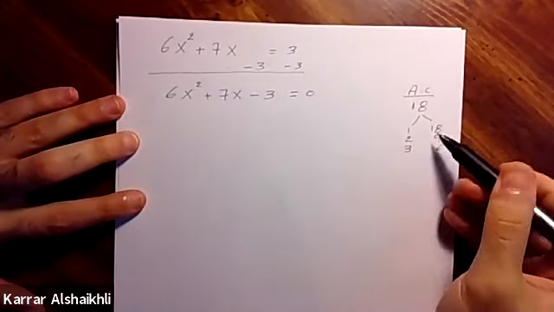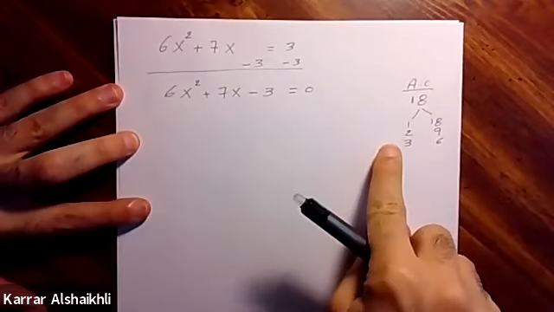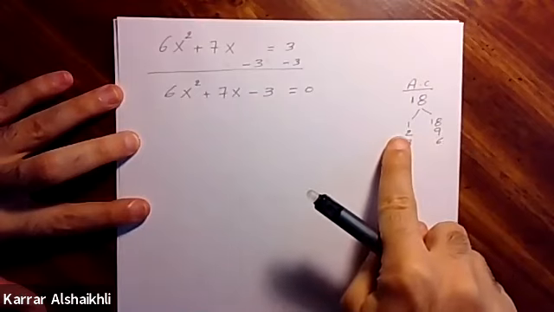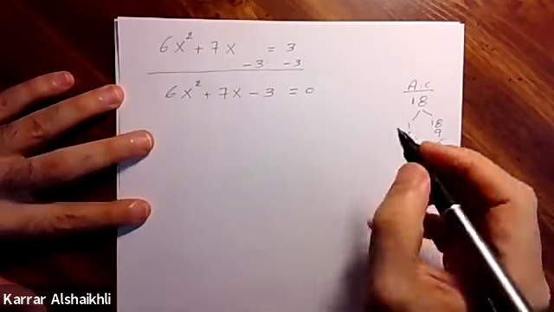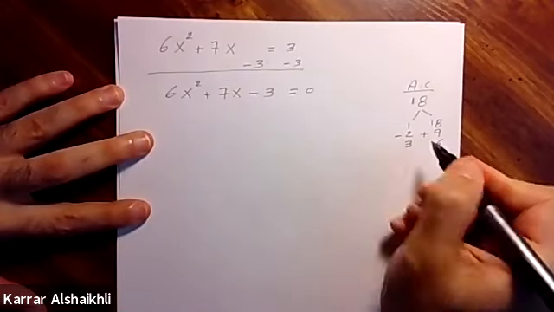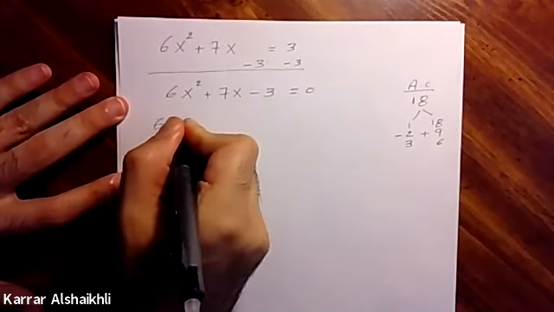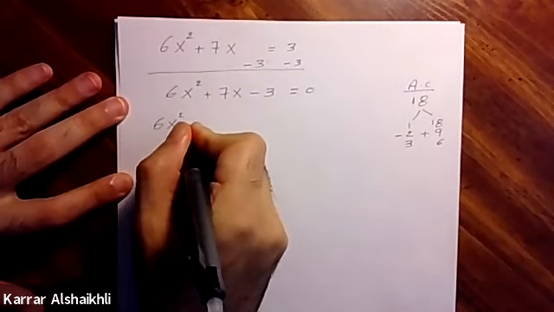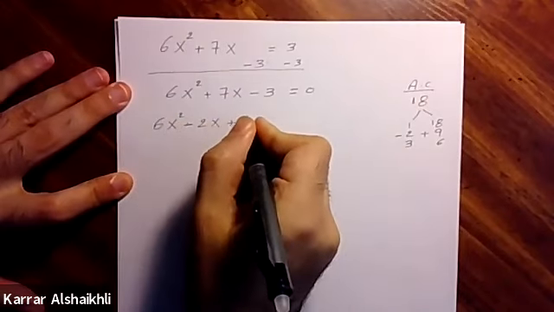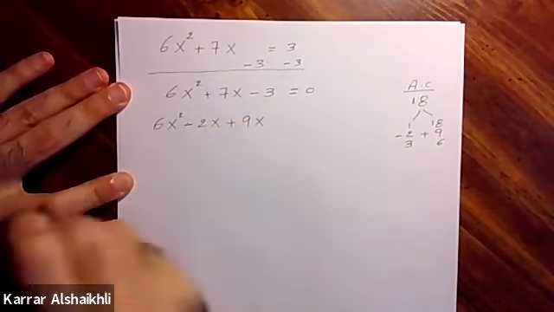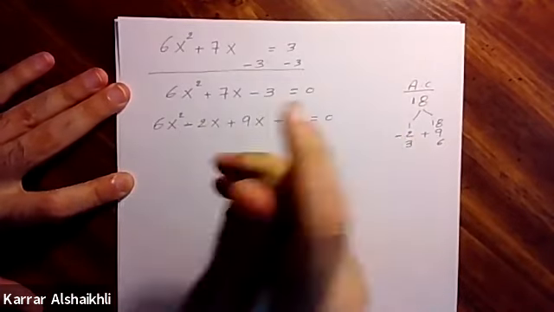Which option am I going to use to get 7? I have to use the second option, if I say -2 plus 9. -2 plus 9 is going to be +7. So here is going to be 6x squared minus 2x plus 9x minus 3 is going to be equal to 0.